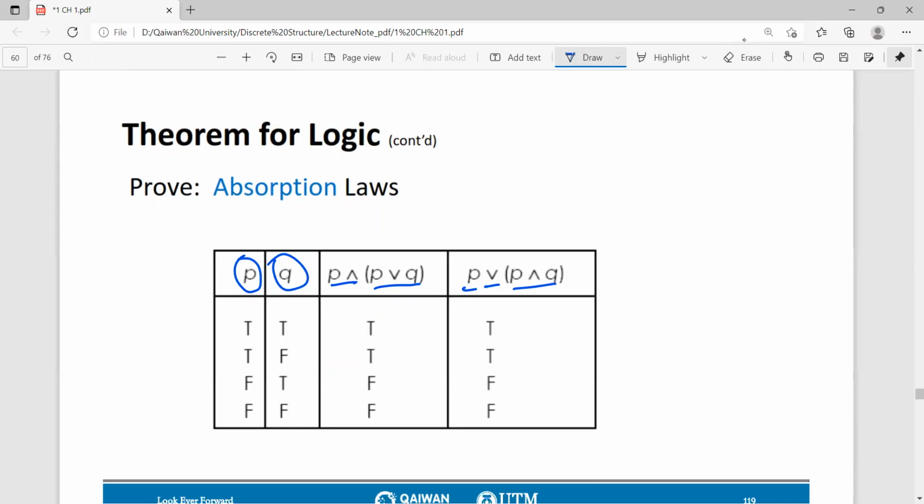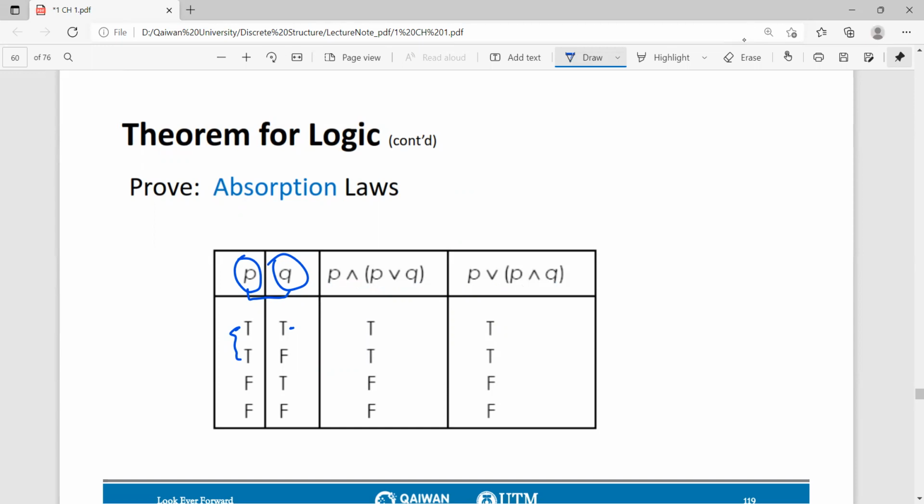Since we have two variables, P and Q, we must have 2 to the power 2 rows. 2 to the power 2 is 4. That means we must have 4 rows. How do we write them down? For P, we write true, true, false, false. And for Q, we write true, false, true, false. And then we are going to show that P and (P or Q) is equivalent to P or (P and Q). We are going to show that these two are equivalent.